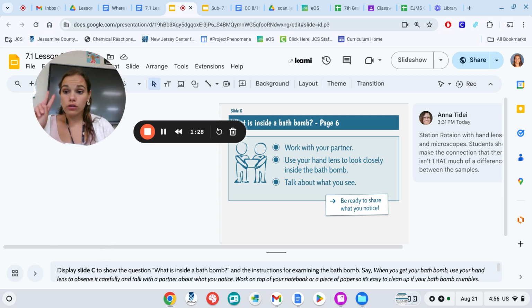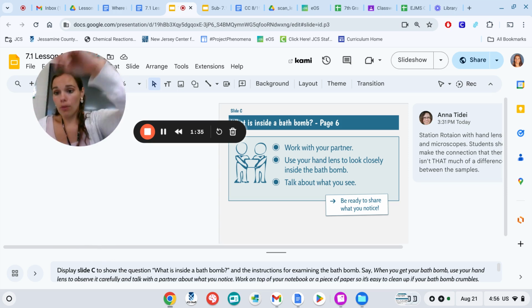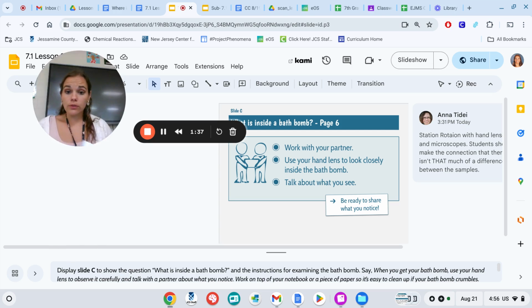You will have 2 minutes at each bath bomb. You will rotate like we did normal. If you're at the far counter, you go all the way across the room. You will only need to rotate 4 times. What are you doing as you rotate? You're using your magnifying glass.